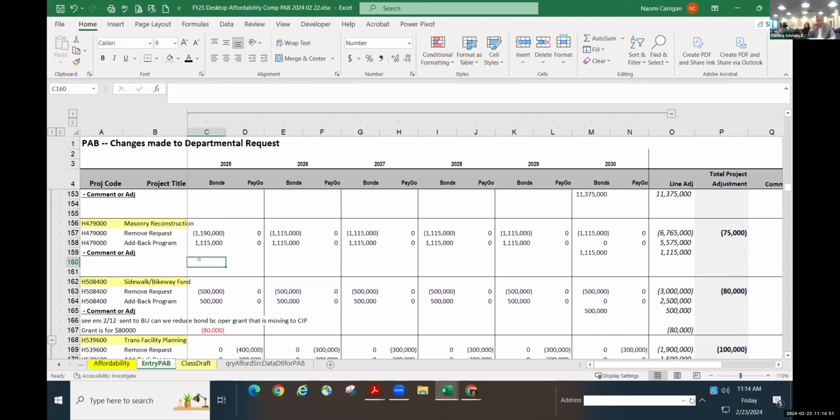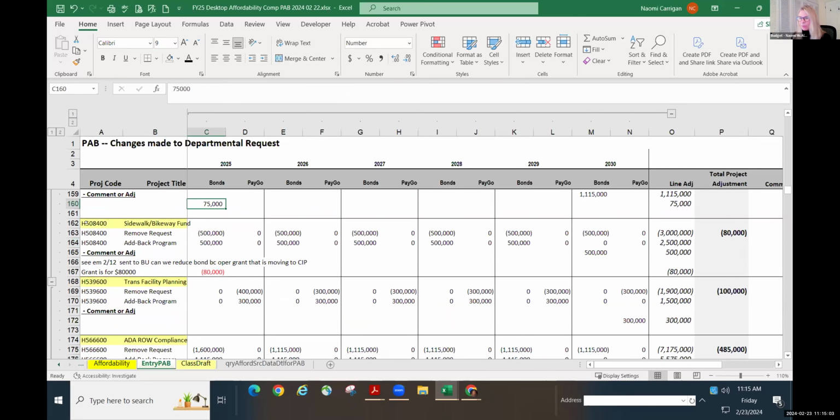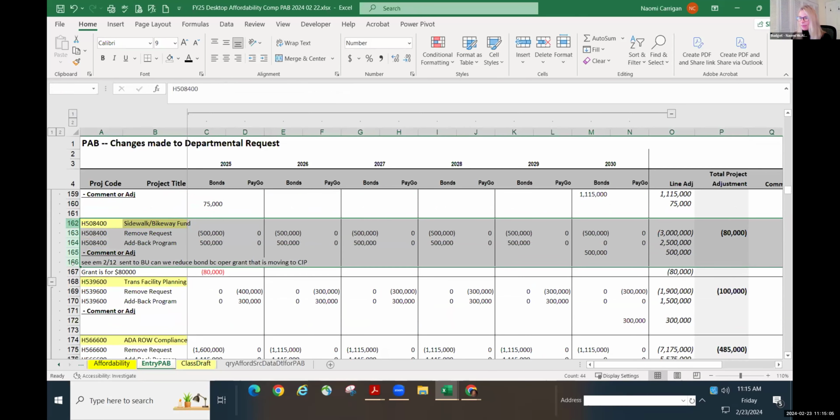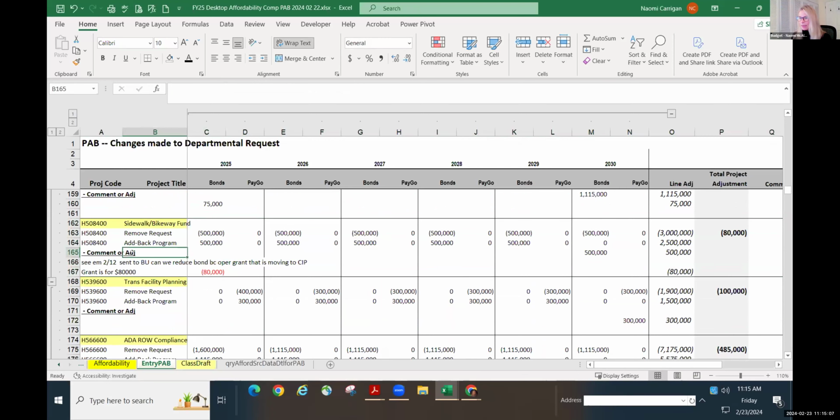I would keep masonry and add that 75 back in to make sure that that gets done, whatever that is that they want to do that year. That's what she did, yeah. This sidewalk bike fund is just to remind me that there's a grant.